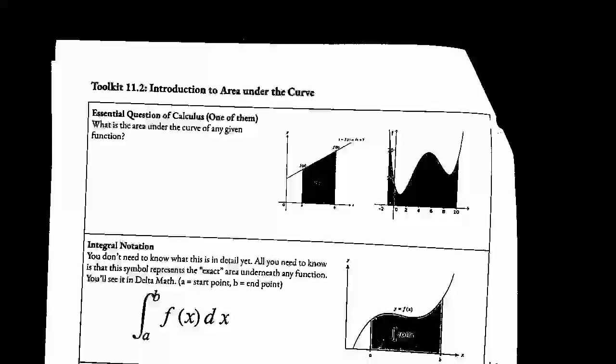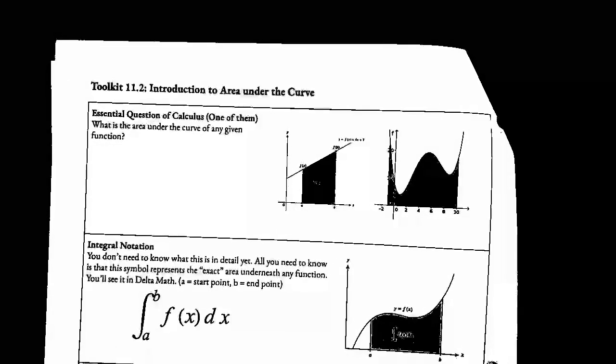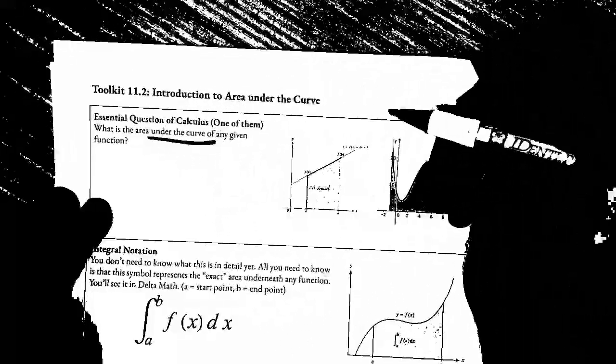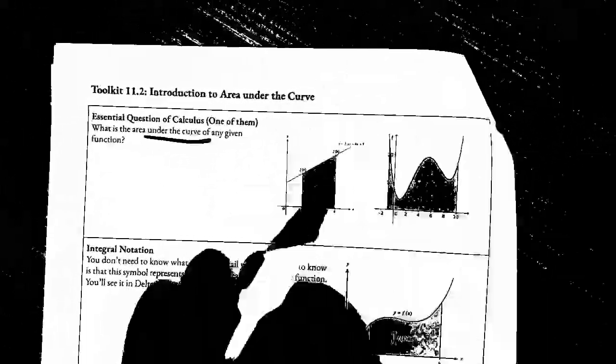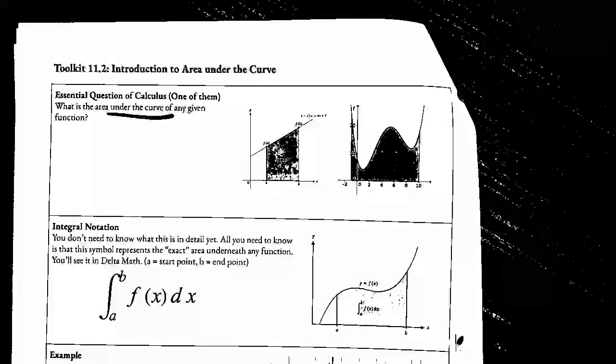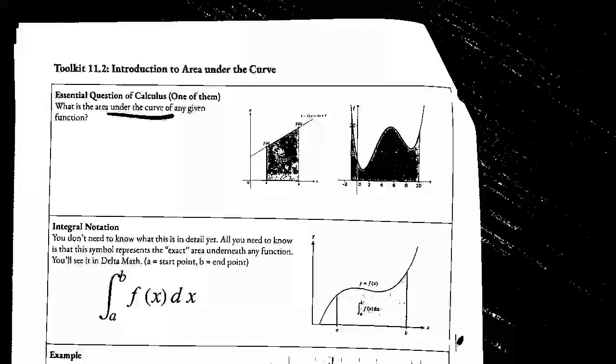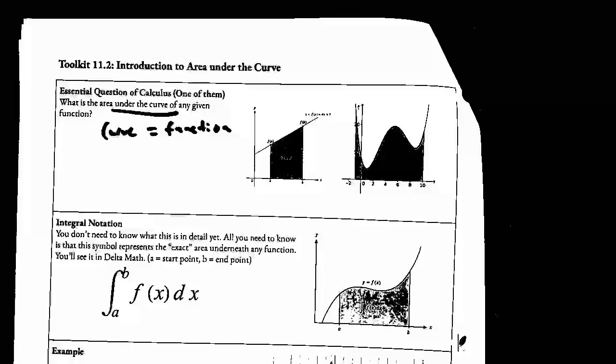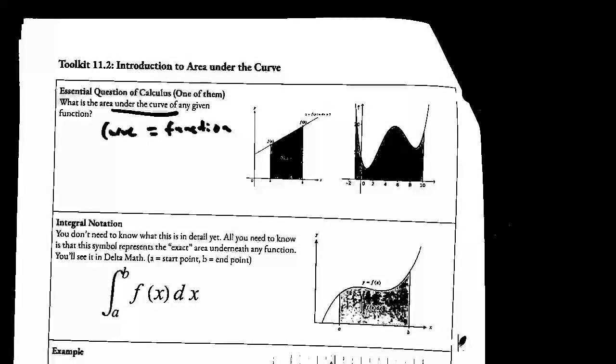Okay. So there are 2 big essential questions in calculus. One of them is about area. So what is the area under the curve of any given function? Something interesting about calculus is that when we say curve, it just means function. So I just want to make that clear. Curve just means function. It doesn't mean it has to be a curve. It could be a line. So what does that say? Curve equals function.